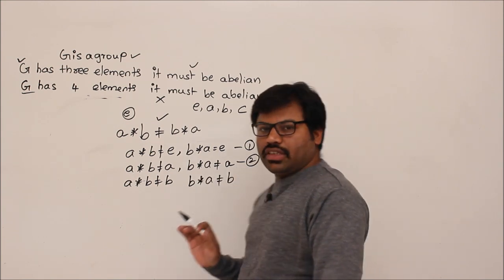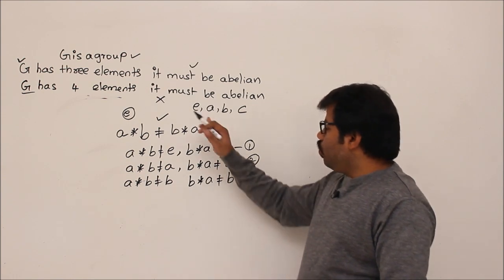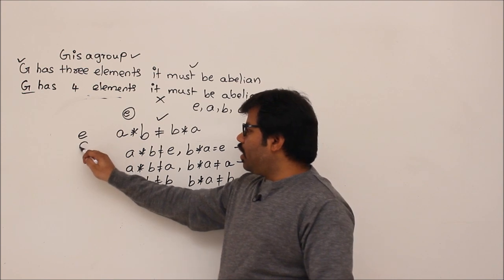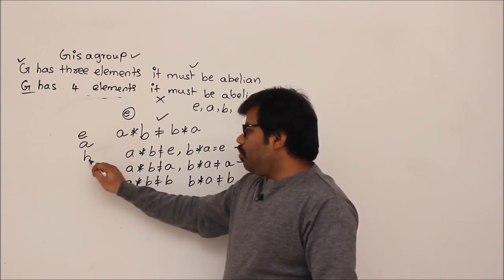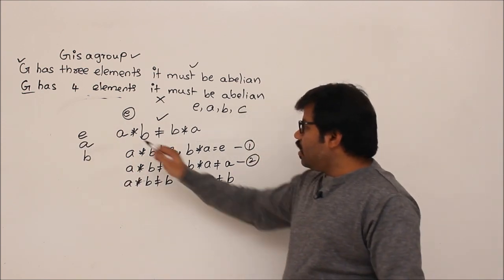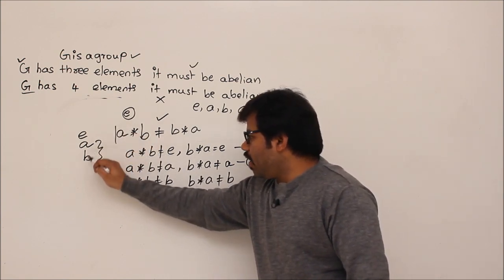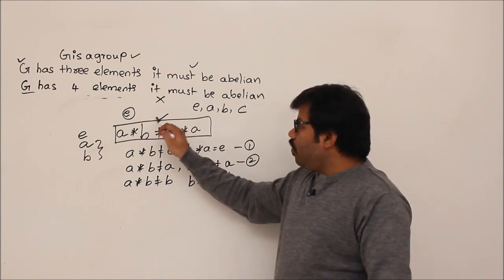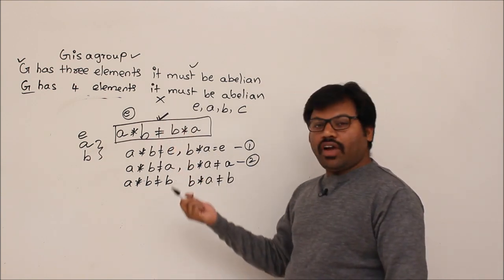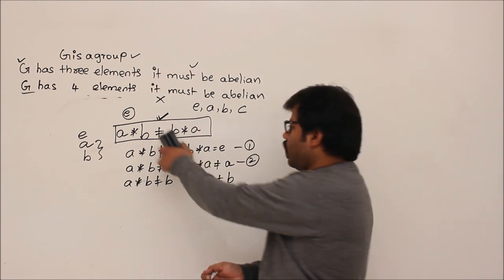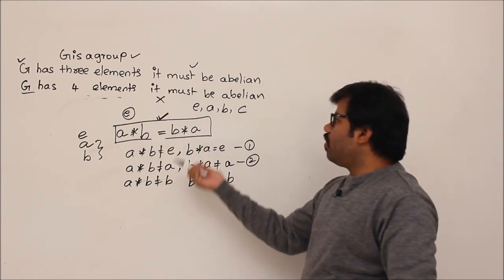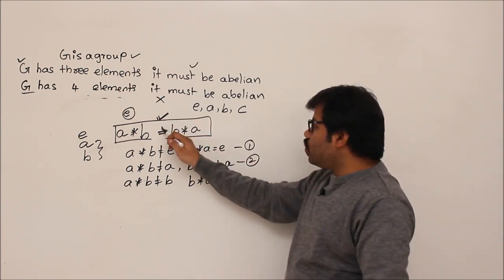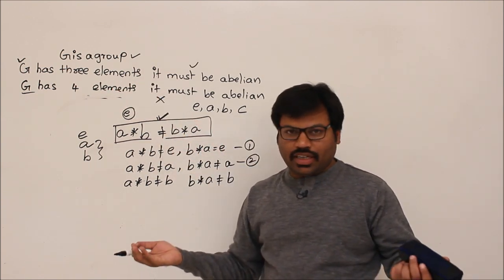Now, I ask a question. Forget about C. You know that you have already an element E, an element called A, an element called B, correct? Now you are saying that there are 2 elements A comma B in the group such that A star B not equal to B star A. Why do I want to have this? If you don't have this, then they should be equal, and if they are equal, there is nothing to prove. That is what this statement says, correct? So definitely there should be 2 elements such that A star B not equal to B star A.